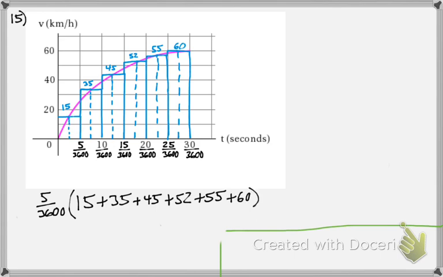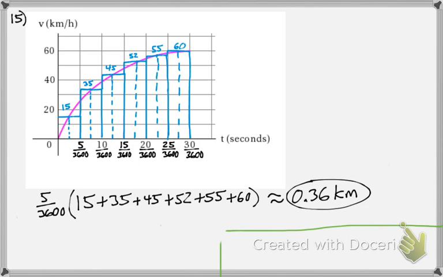And if we calculate that and round it to 2 decimal places, we get 0.36 kilometers. So that is the distance traveled. Again, it's kind of interesting that we're finding the distance using the area under the curve, but that is what we're doing here.